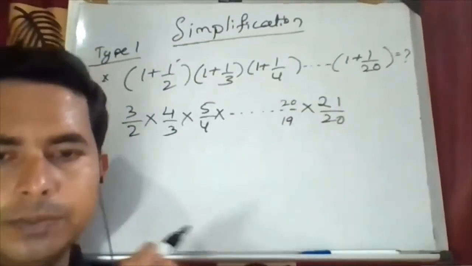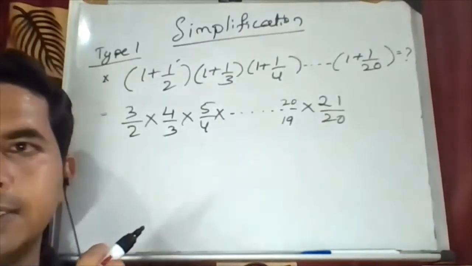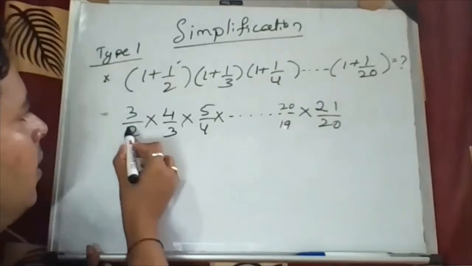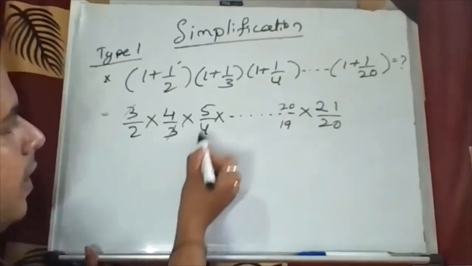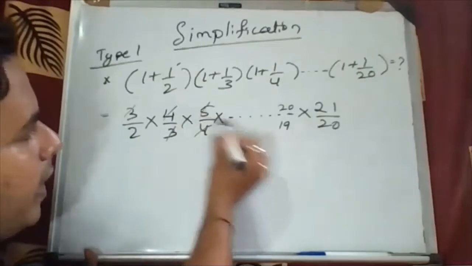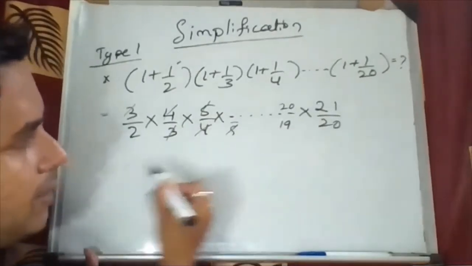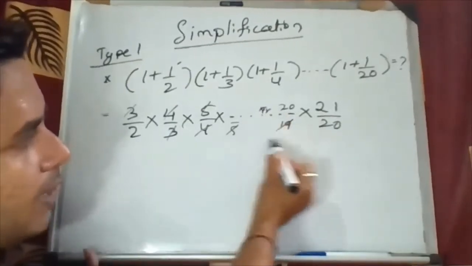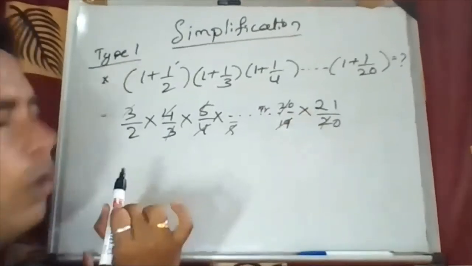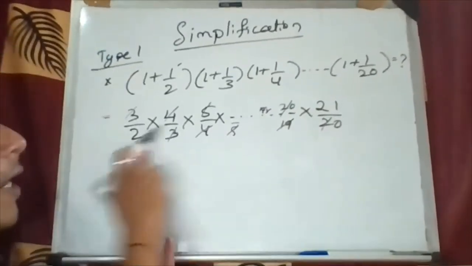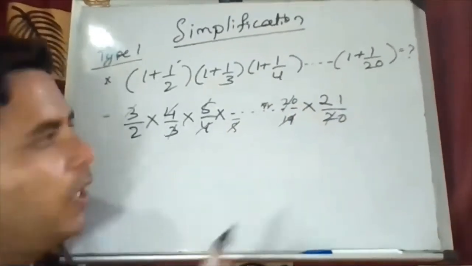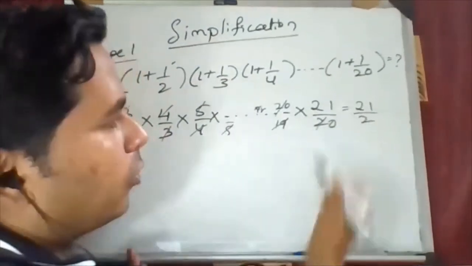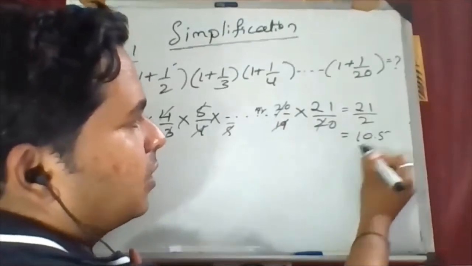Now what I'll do, I'll just cancel all these numbers. Here, 3 and 3 get cancelled. 4 and 4 get cancelled, and 5, and here there will be 5, so that will get cancelled. And here 19 will be there at the start, so that also will get cancelled, and 20 also gets cancelled. What numbers remain? Here the 2, and the upper one 21. So what number remains now? 21 by 2. And what will be the answer of this? 10.5.